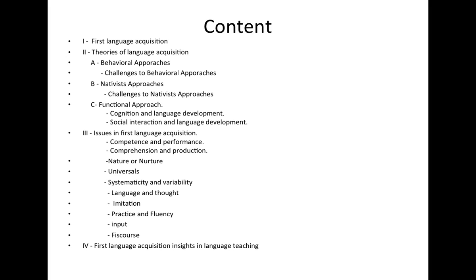Then C-Units again is going to proceed with issues on first language acquisition in terms of competence and performance, comprehension and production. C-Akush is going to deal with nature and nurture, universals, systematicity and variability, language and thought, and imitation. C-Mustafa is going to deal with practice and fluency, input, then discourse, and the last part, Mustafa again, is about first language acquisition in the science of language teaching.